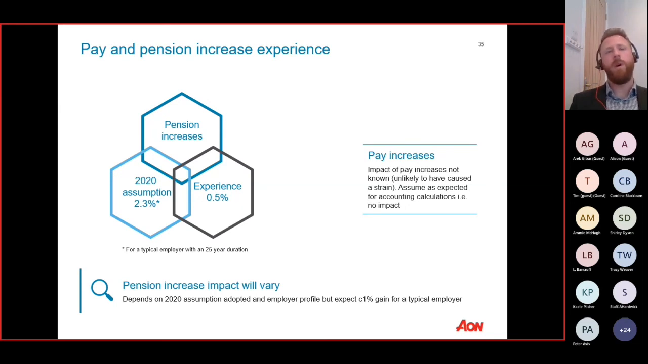So, for example, an employer with a large proportion of non-active liabilities is generally going to be more impacted than an employer with mostly pre-2014 active liabilities. But on average, we've calculated that this has probably reduced accounting liabilities by around 1% for employers.